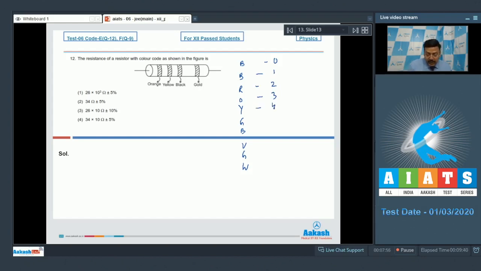For yellow it is 4, and the fourth one, the gold, is for tolerance of 5%. So well, this is enough. If some other color had been there, we would have gone further in the sequence. Right now it's not required.